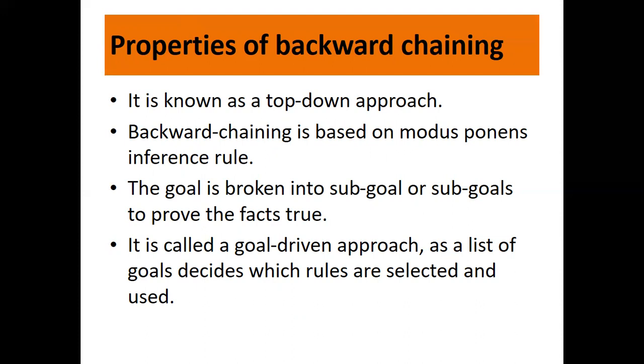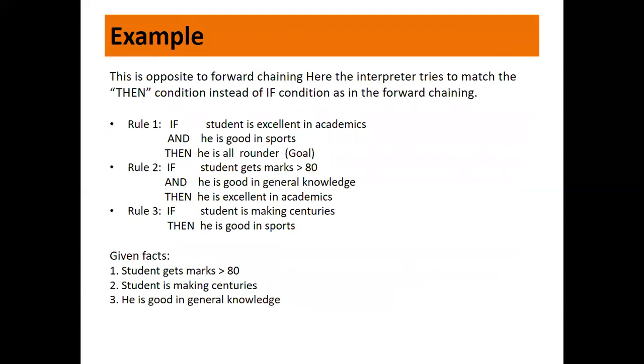So in case of forward chaining, we used to match it with the if part. In case of backward chaining, we'll be matching the facts with the then part, right? So again, the same example what we had in forward chaining, but the approach is now backward chaining. So this is opposite to forward chaining. Here the interpreter tries to match the then condition instead of if condition as in the forward chaining. So again, you have the students, the rules given and the facts given.